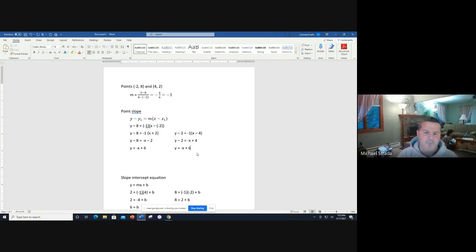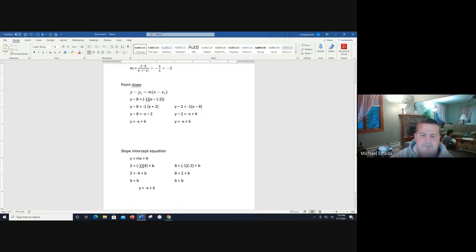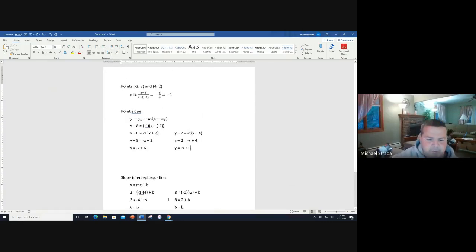If you want to check your work, plug in either point, and they should come out to be equal. But either way, you'll notice they all come out to be the same. So whatever your method is, feel free to use that method, and you should be good to go.